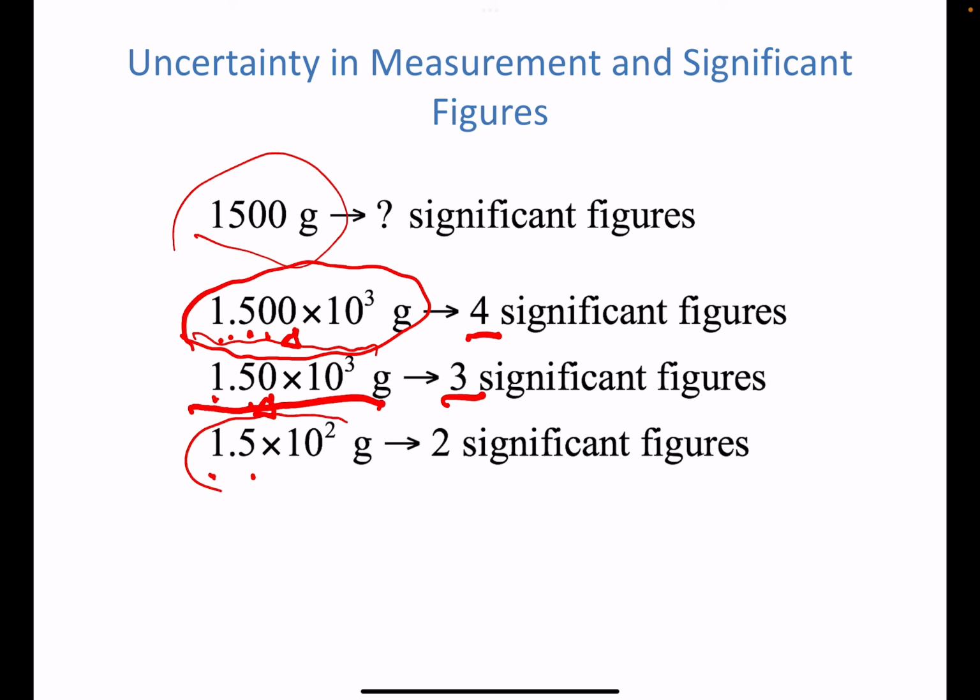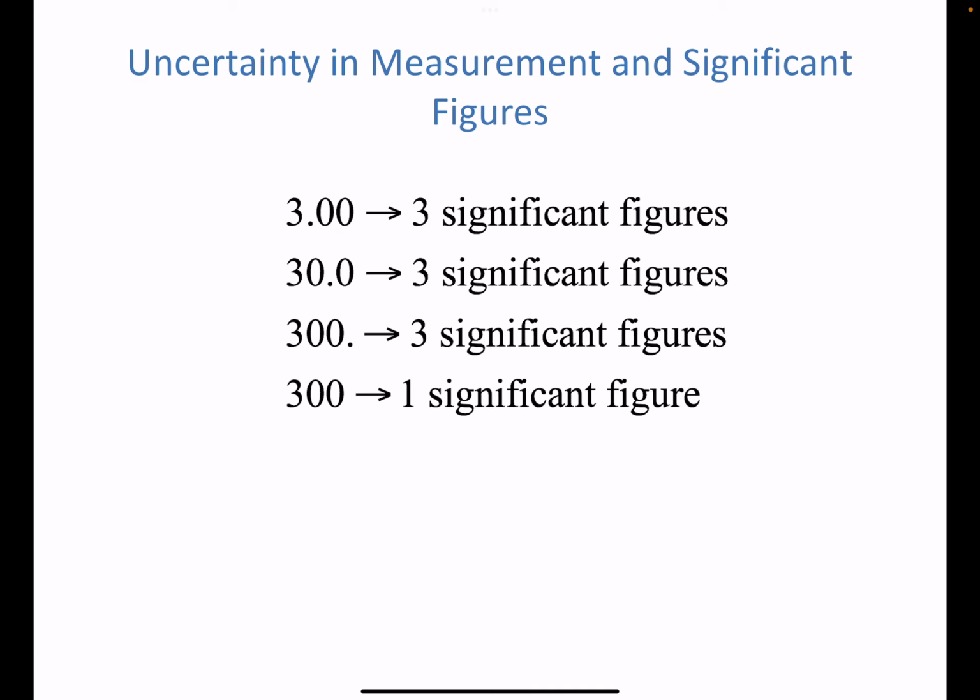And if we look at this one, it'll be roughly 150 gram, right? But this one we only measured up to 50 gram. So the uncertainty is a gram in this notation. See, if we write it as this, 300 without the point, then it only has 1 significant figure. Only this 3 counts as a significant figure.